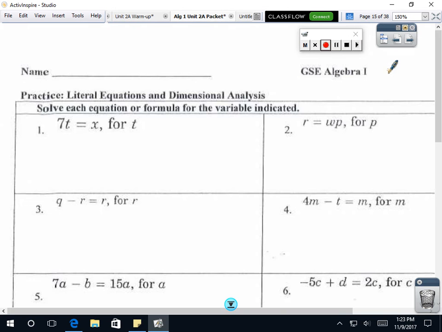Yes? We are working on page, I believe we didn't finish 15. Okay, turn to page 15. What do we have to do? Just the 2 bottom problems?